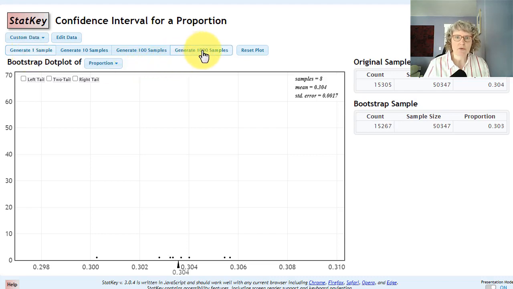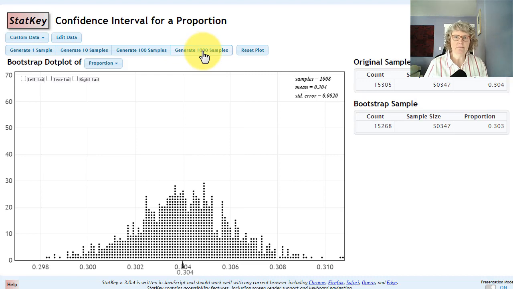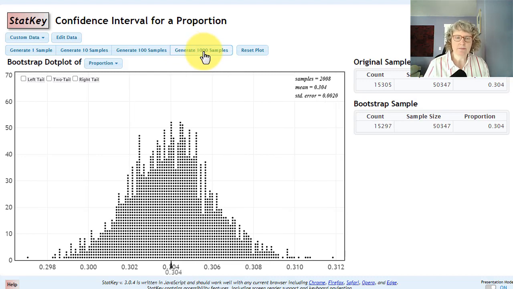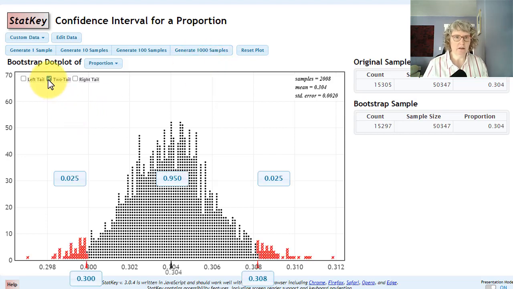And I'm going to generate 1,000 and another 1,000. Okay, and then remember, for a confidence interval, we always click two tail because we always need both bounds of our confidence interval, and the default is 95% confidence. So that shows up in the middle with 2.5 on each tail. So that is what we want this time. If we wanted a different confidence level, we would edit that. And then we look at our horizontal scale, and we read off our two numbers that separate the middle 95% from the edges.